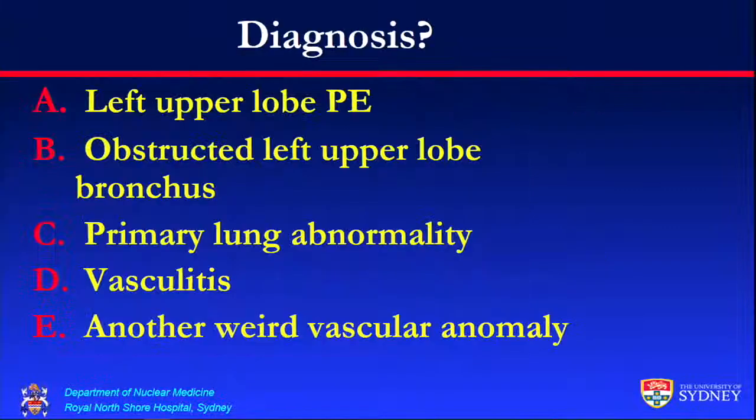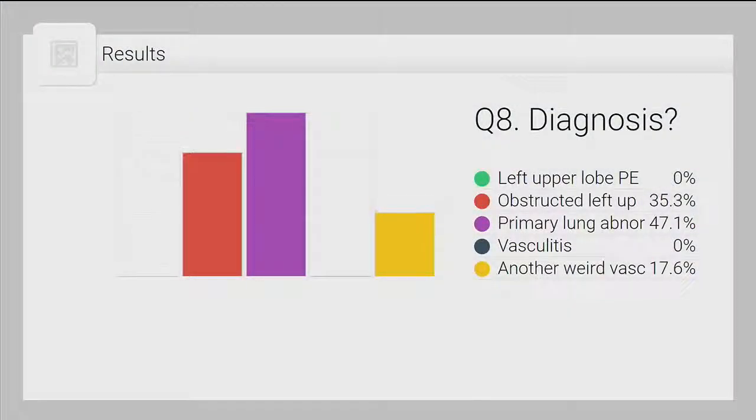Okay. So what do you think he's got? Some left upper lobe PE, an obstructed left upper lobe bronchus, some primary lung abnormality, vasculitis, or is this yet another weird vascular anomaly? We might just go straight to the answer, because we'll try and get it done quickly. Okay, so the primary lung abnormality and obstructed left upper lobe, I think, are the two main ones.